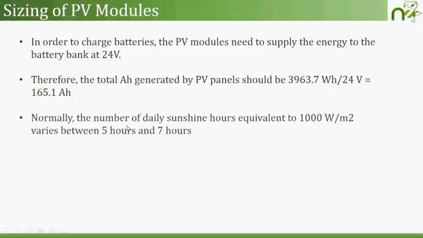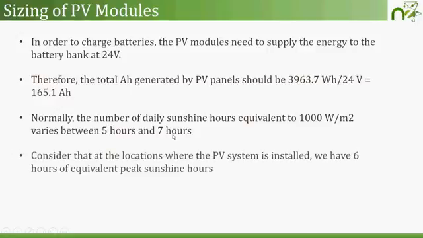And normally I am considering the daily sunshine hours of almost around 1 kilowatt, that is 1000 watt per meter square, that will vary between 5 hours and 7 hours. And if I take an average, I'll consider 6 hours of equivalent peak sunshine hours, like in 24 hours you will get sun rays for at least 6 hours. So we have the 165.1 ampere hours of capacity that solar PV panel should carry.